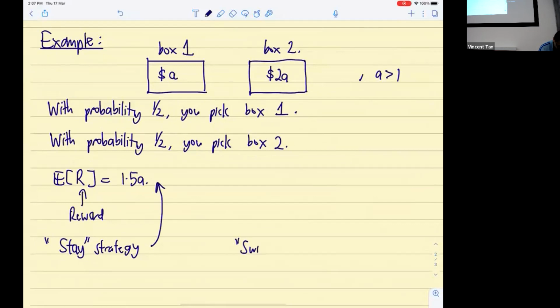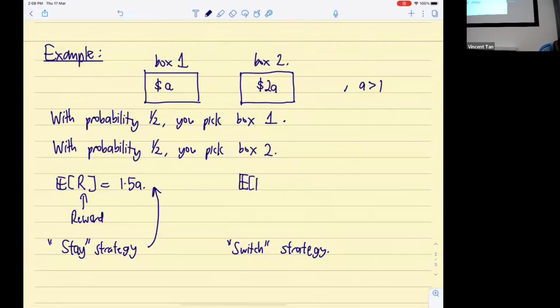Now, I can propose another strategy. It's called the switch strategy. That means at the very beginning, you pick box 1, and definitely you switch to the next box. That seems like an illogical thing to do, because you may like box 1, but then you go and switch. So under the switch strategy, what is the expected reward?